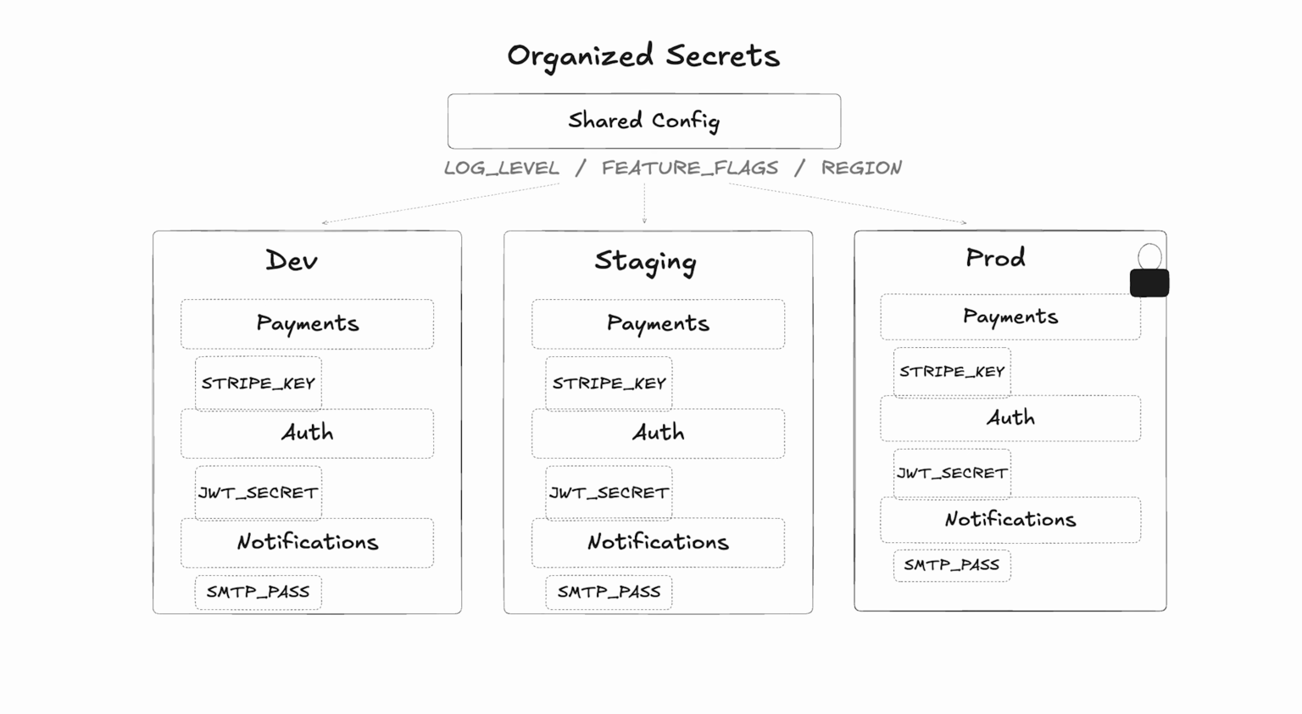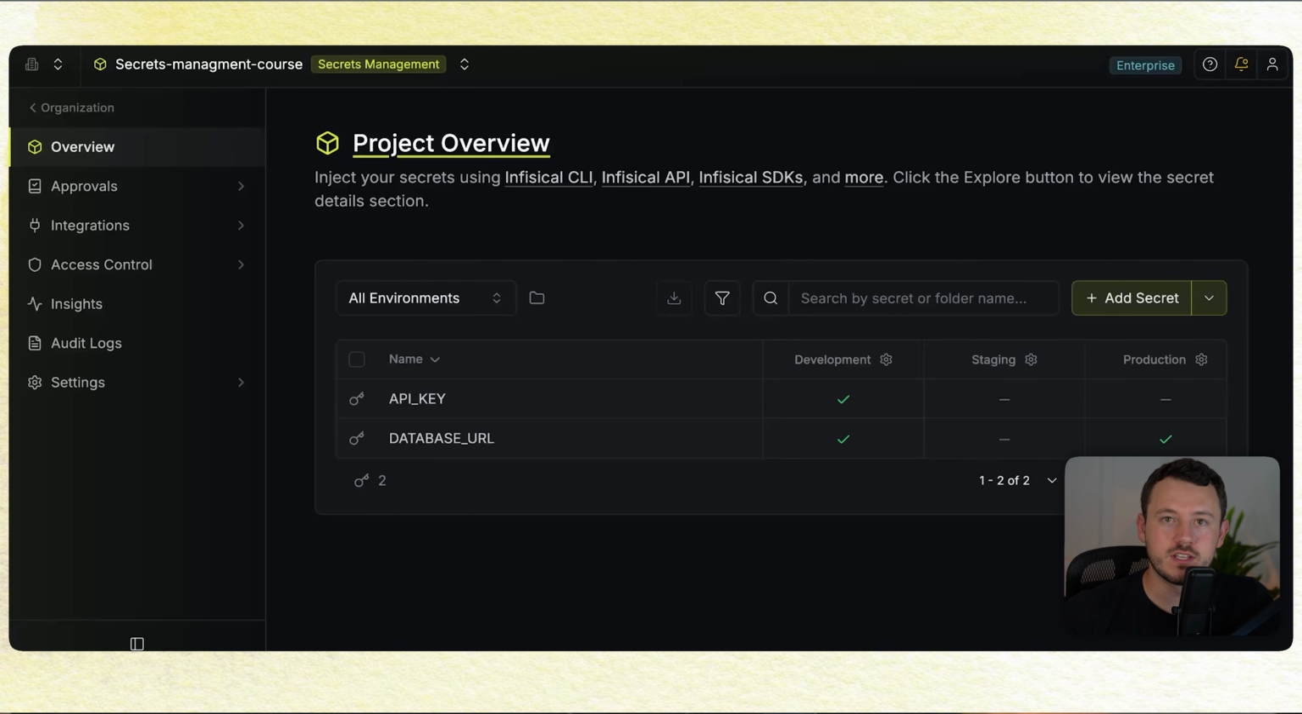This is the model you're going to build in Infisical. Environments are the columns. Folders are the service boundary inside each column. That shared configuration, you'll define it once and import it wherever it's needed. We'll set that up soon. So how does Infisical give you these building blocks?